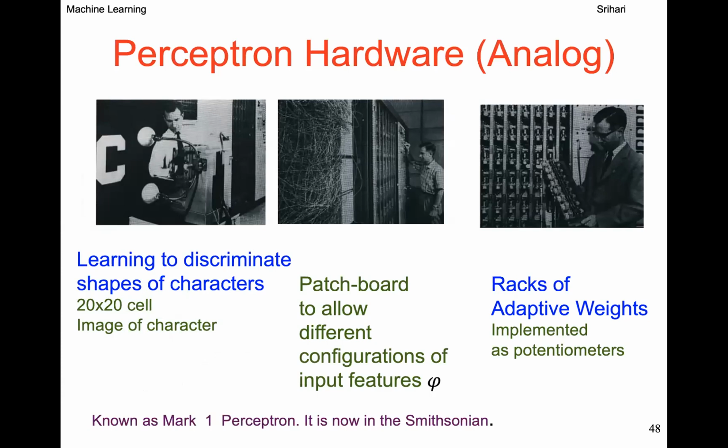And what was he trying to classify? He was trying to classify a printed character, ABC. These are all photos taken in Calspan. And they're all wearing suits and ties in those days, the engineers here. And so this is the rack of the weights that he used, a rack of adaptive weights, and a patch board to allow different configurations of input features. All right, it's called the Mark I Perceptron. It is now in the Smithsonian.